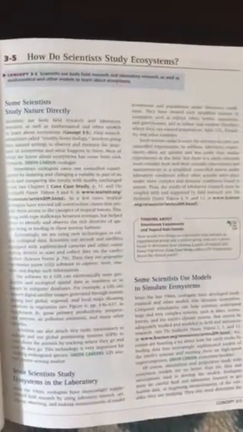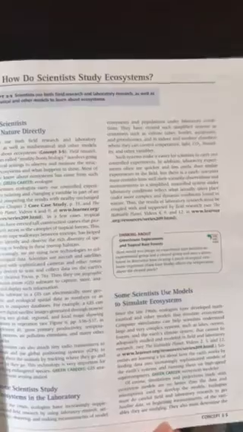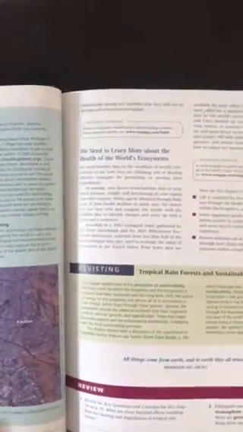The last part of chapter 3: how do scientists study ecosystems? It's good to read, skim through, but there's nothing in here that I think is make or break. And this, using Google Earth, is pretty cool, and we'll look at some Google Earth stuff later on. That's it for chapter 3.